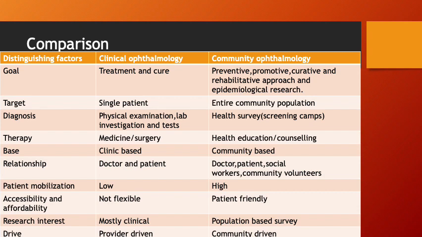Therapy includes health education and counseling in addition to the medicine and surgery that we give to blind people. The approach is community based. There's involvement of social workers and community volunteers. Patient mobilization is high compared to clinical ophthalmology. Accessibility and affordability are patient friendly. The research interest is population based surveys, and this whole program is community driven.